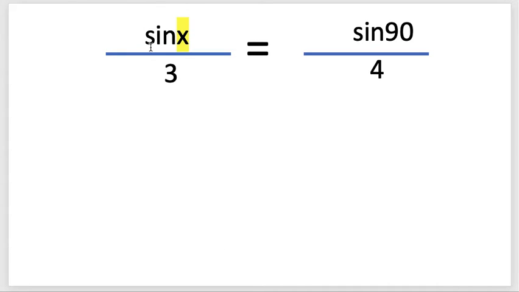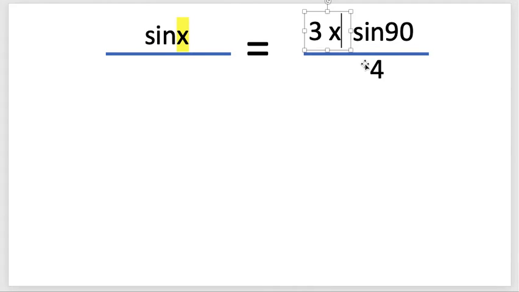The first thing, because sine and x are together at the moment, the only thing you can remove from x is the 3. Now the opposite of divide by 3 is times by 3. So we're going to times both sides by 3. And what happens is the 3 jumps up here.